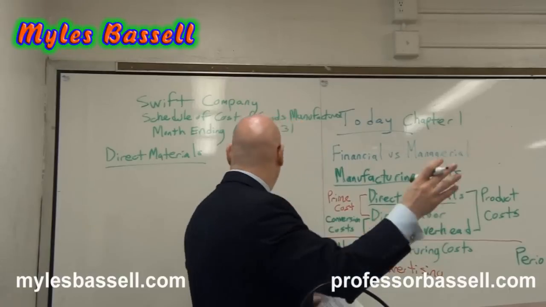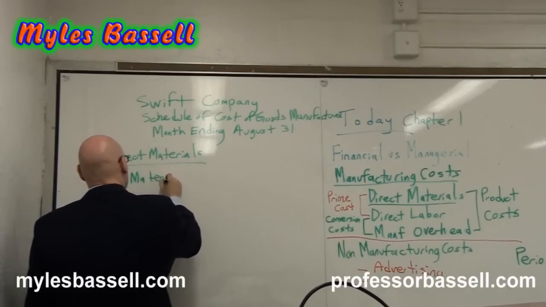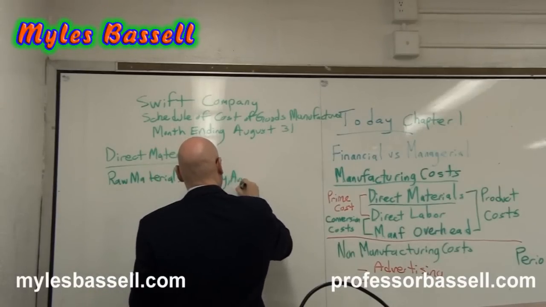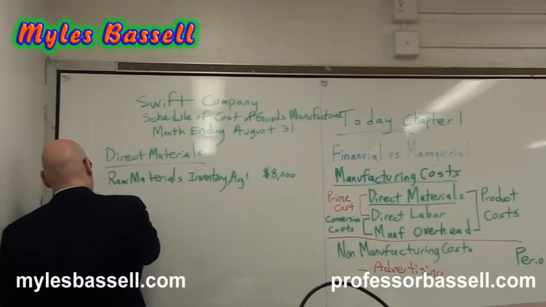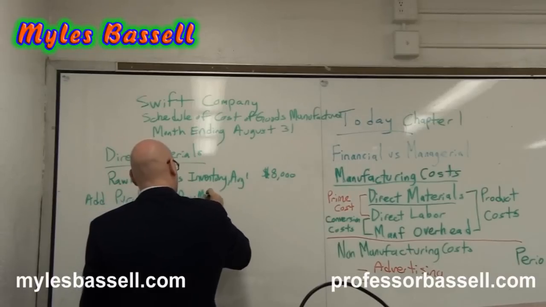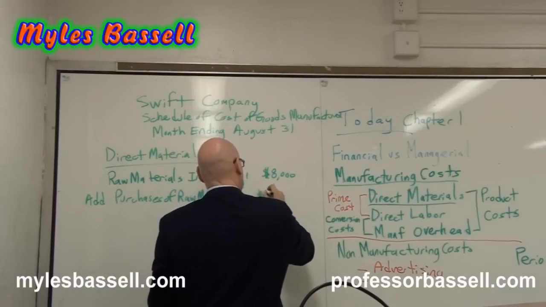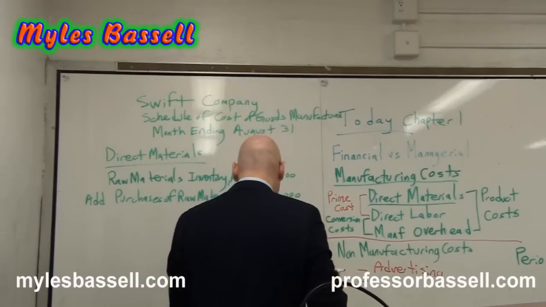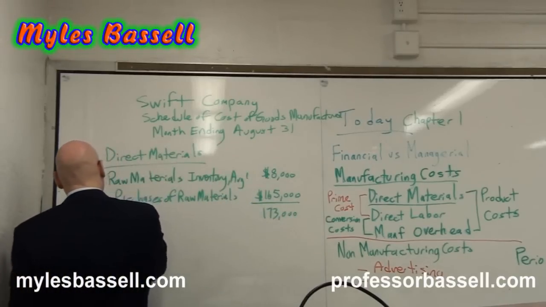But we need to start with the inventory that we have in hand. So we have raw materials of 8,000. And then we're going to add the purchases of raw materials, which you said was 165,000, right? And we need to minus. All right, so this is 173,000. That's the raw materials that are available for use.